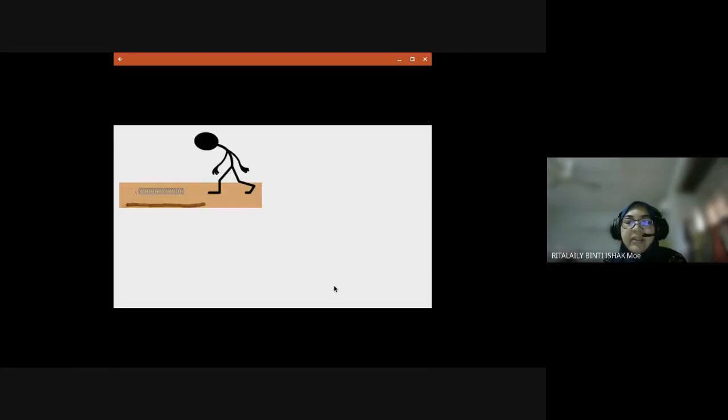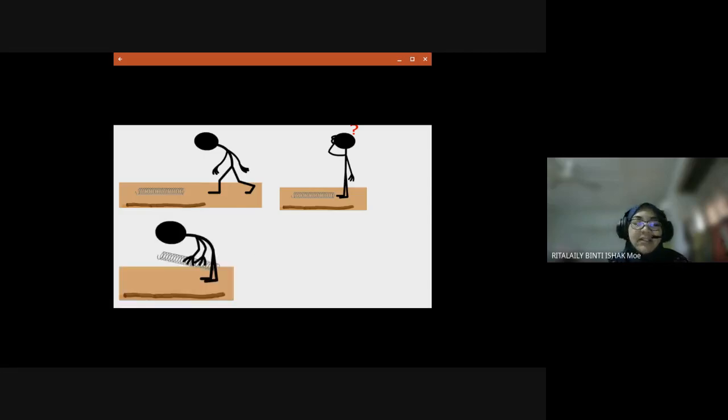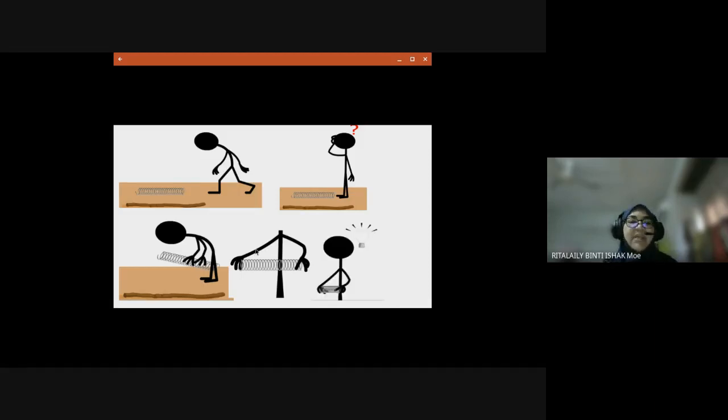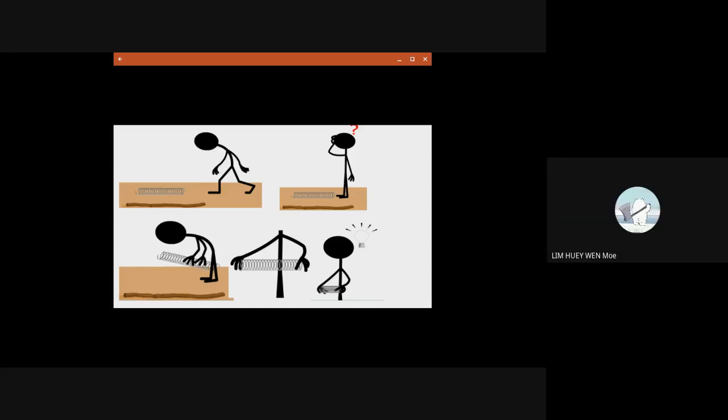Okay, so as you can see, this man found a spring. Don't know what to do with it. He leaves the spring, and then as he compresses it, the spring becomes shorter. Okay, so he gets an idea. What do you think he will do with the spring? Pull or compress the spring.